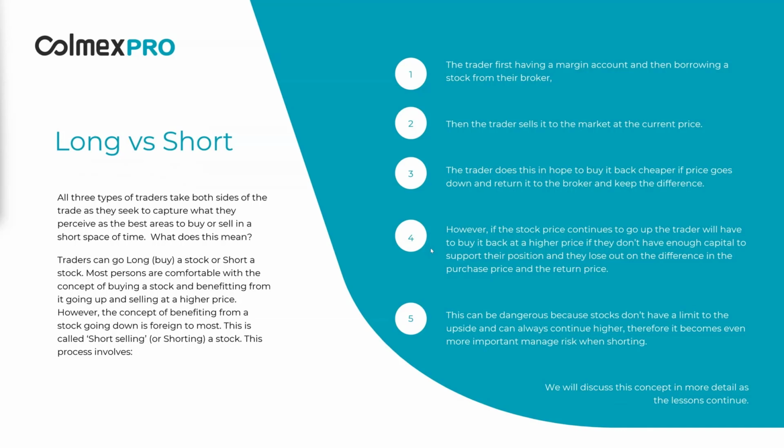This process involves, let's start with the 5-step process. Firstly, the trader has to have a margin account and then borrows the stock from their broker. Then the trader sells it to the market at the current price. The trader will do this in hope to buy it back cheaper if price goes down and return it to the broker and keep the difference. However, if the stock price continues to go up, the trader will have to buy it back at a higher price if they don't have enough capital to support their position, and they lose out on the difference in the purchase price and the return price.